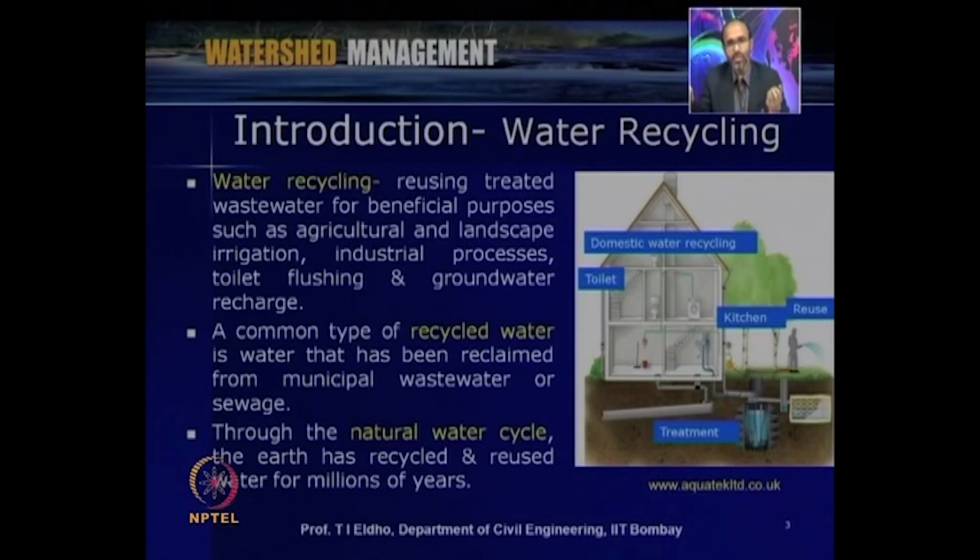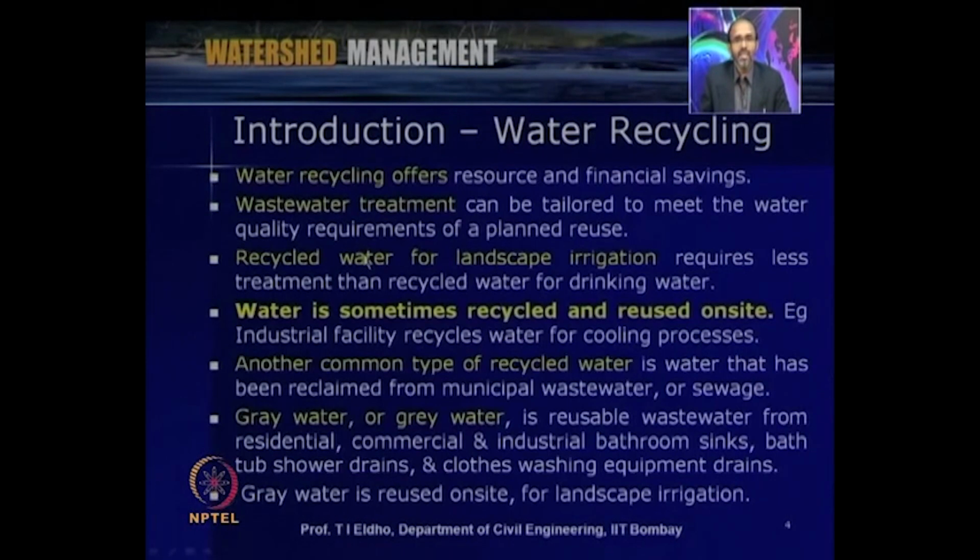So, nature is also doing natural water recycling in one way or another. But in terms of water recycling, what we are discussing here is how we can give some treatment and reuse water for various purposes, either agricultural, industrial, domestic or other kinds of purposes. That is what we mean by water recycling.